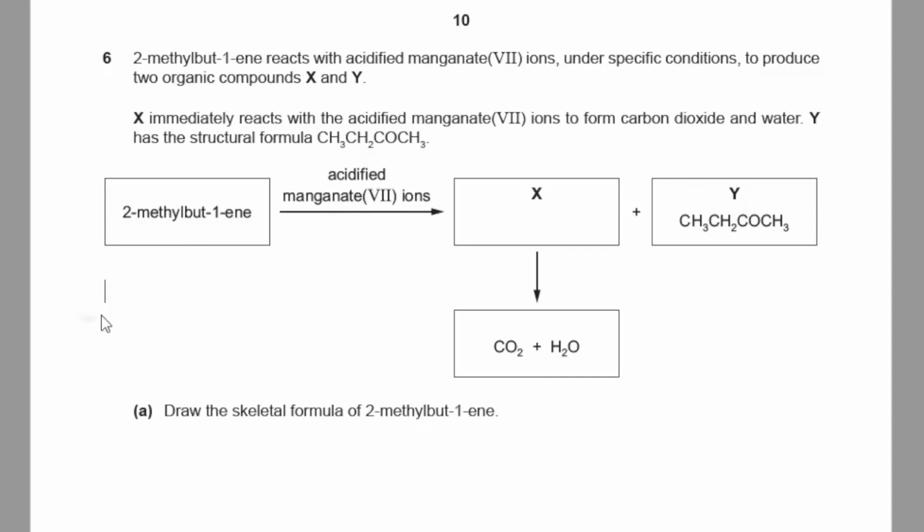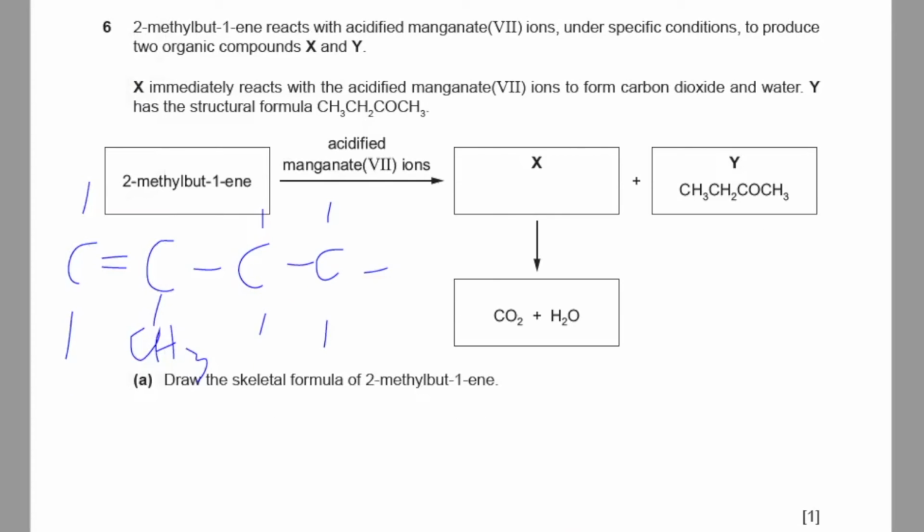So 2-methyl-but-1-ene would look like this. Part A, draw the skeletal formula of 2-methyl-but-1-ene. So it's this way. The first carbon has a double bond, and then the second one has a methyl group attached to it.